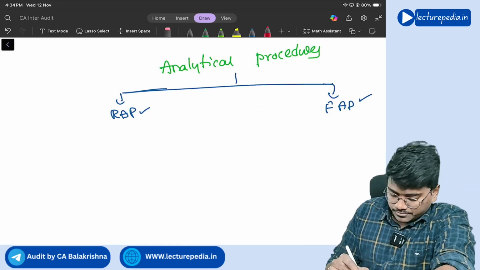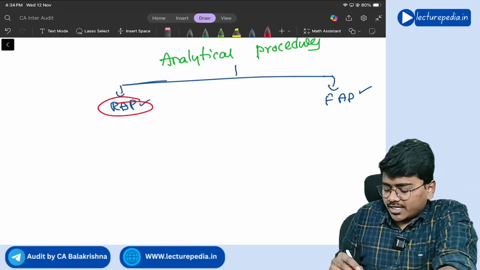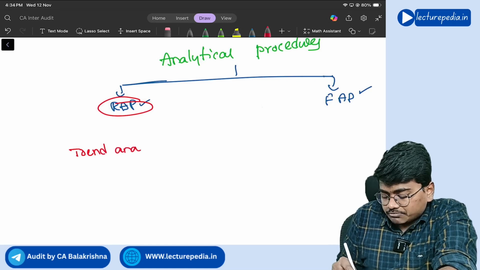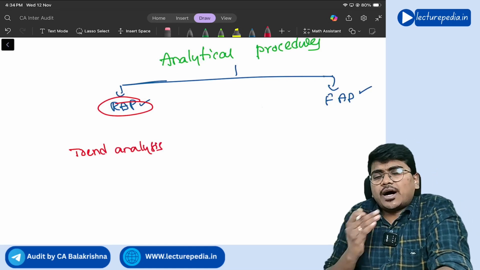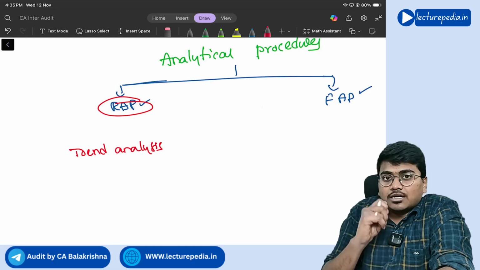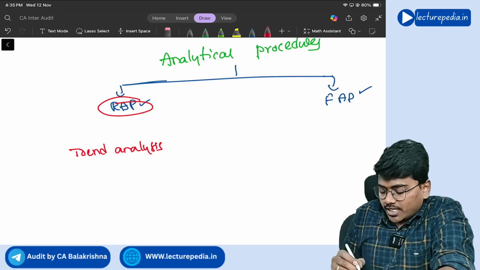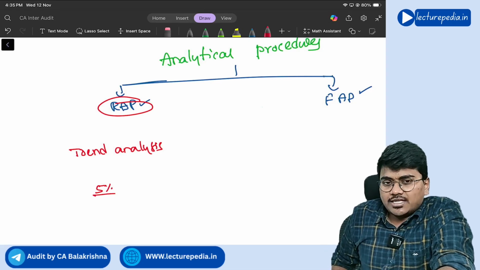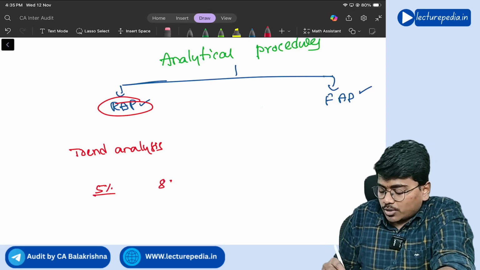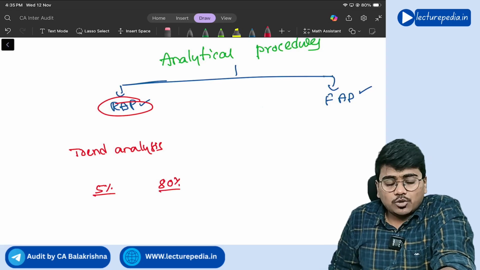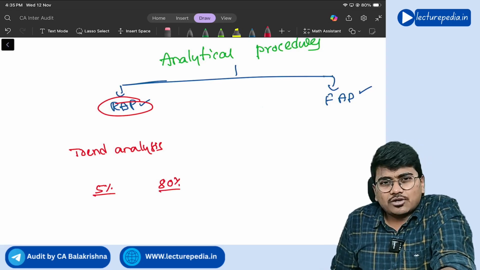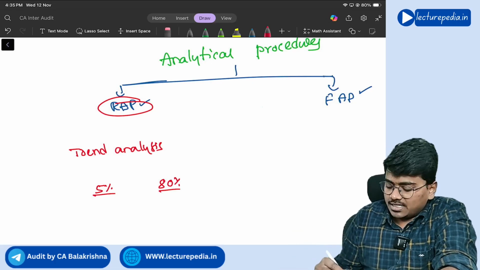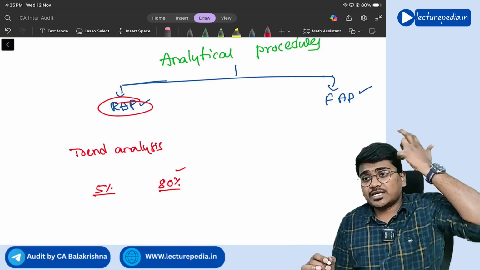So see, one of the analytical procedures is trend analysis. So, in the past 5 years, the revenue of the company is growing at a constant rate of 5%. Now, suddenly in the current year, revenue has grown at 8%. This is nothing but you are doing an analysis of the trend. In the past 5 years, it is growing at 5%, but for the current year, it has grown at 80%.